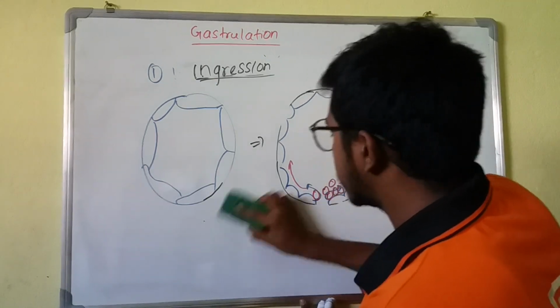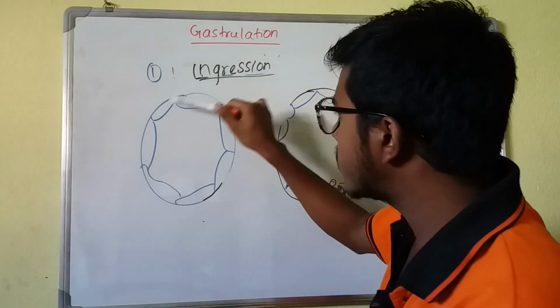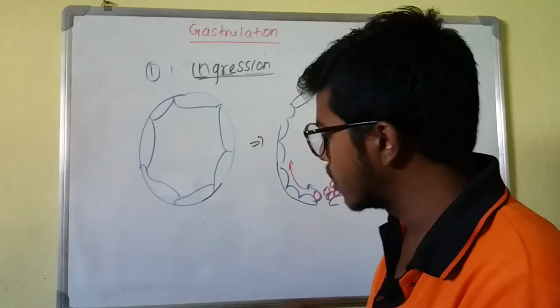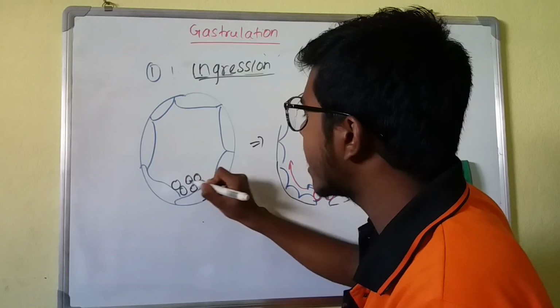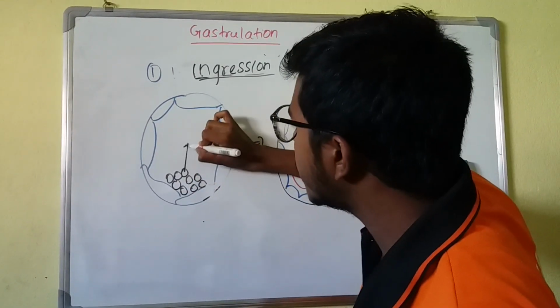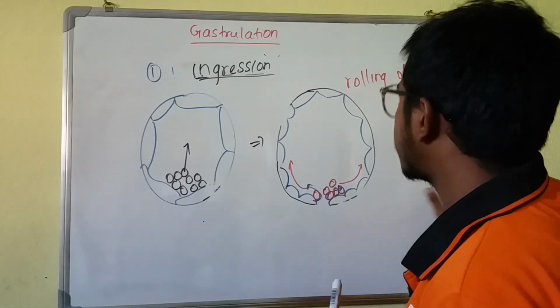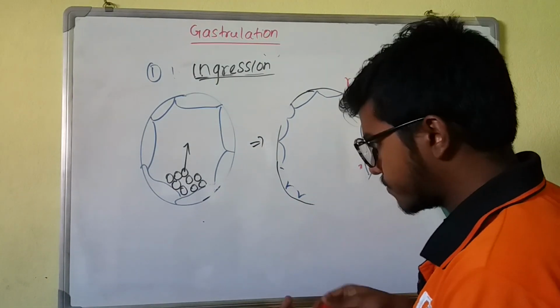So let me show you how it takes place. We can see this is a typical blastula having a blastocoel. The new cells are forming over here. Now what is the fate of the new cells? The new cells will go into the blastula, into the blastocoel, like this. So it will become like this.